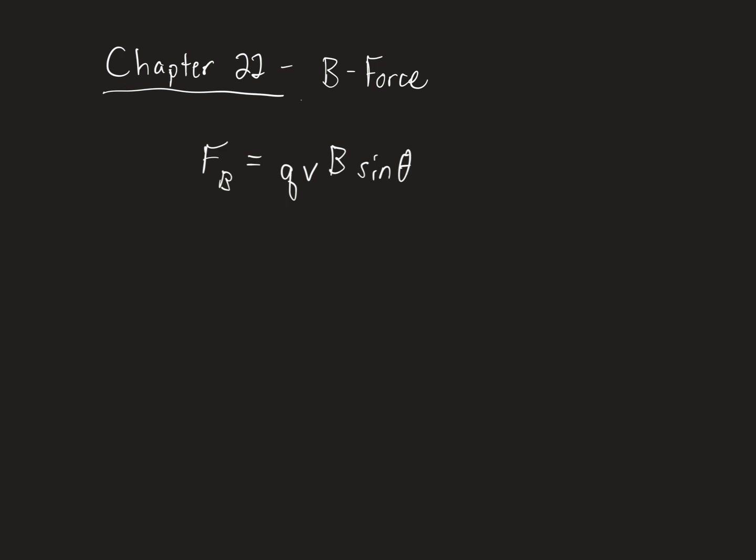What are the units of F? Newtons. What are the units of Q? Coulombs. V? Meters per second. And B? Tesla. Okay. What are the units of theta? Either degrees or radians. It's an angle, so degrees or radians, depending on what your calculator is set up for. Okay, so that's how we find the magnetic force of a charged particle moving in a magnetic field.